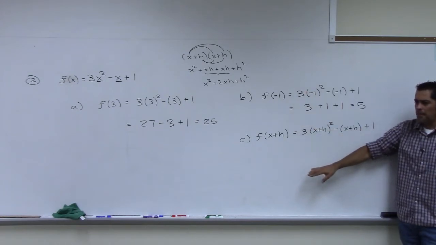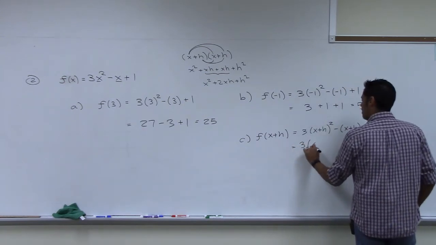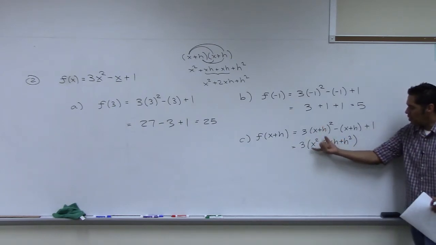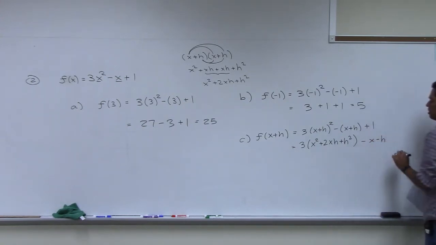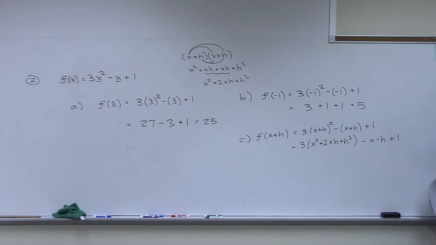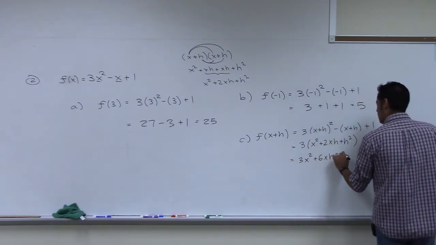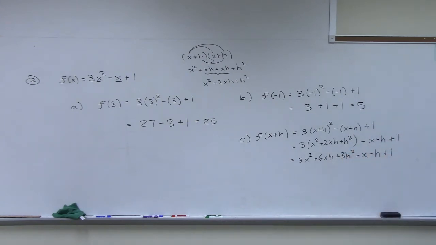What's sitting out in front of it? A 3. So this is going to be 3 times, in parentheses, x squared plus 2xh plus h squared. Okay, so that's just this part. Now distribute the negative through. So minus x minus h, and then this plus 1 is still sitting here on the outside. What next? Pass that 3 through, right? Distribute the 3 through. So you get 3x squared plus 6xh plus 3h squared minus x minus h plus 1.